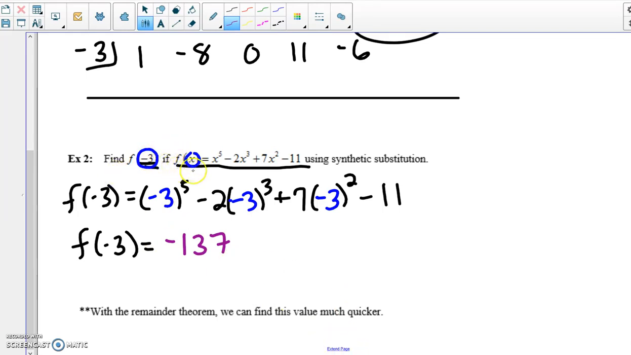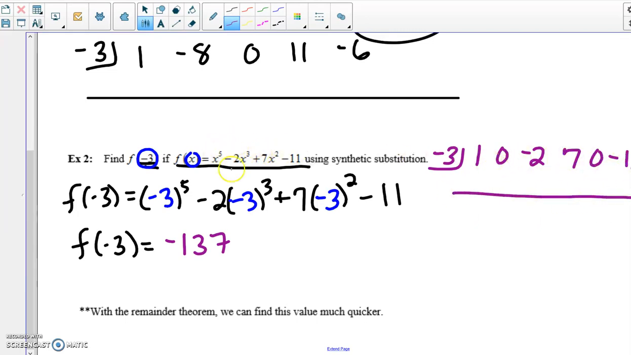Remember, this is just a shortcut to synthetic division. I could have done synthetic with a 1, a 0, a -2, a 7, a 0, and a -11. Remember, the 0 is because there's no x to the 4th in this function, and there's no plain x to the 1st power, so I had zeros in their place. If you go through it, your remainder down here will be -137. This is just a time saver and a shortcut. Remember that the remainder theorem is just a way to find the remainder that much quicker.